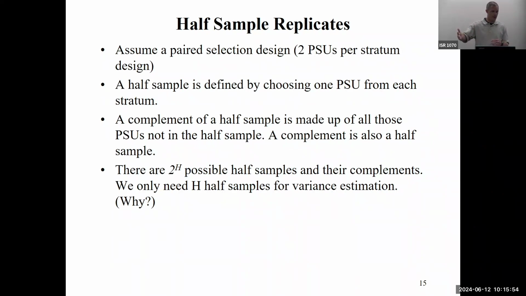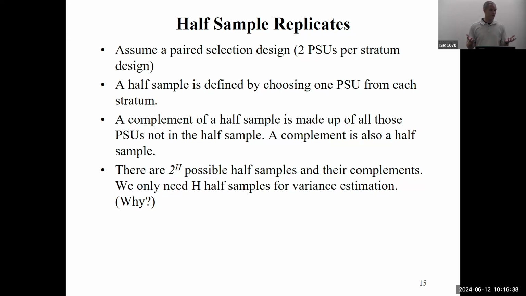Different balanced repeated replication techniques, some take advantage of those other half samples, some don't. So there are a lot of different ways you could go with balanced repeated replication in terms of how you do the variance estimation, because you're always creating 2 half sample replicates every time you delete half the sample. In total then, there are 2 raised to the capital H, where capital H is the number of strata, possible half samples and their complements. But we only need capital H half samples for variance estimation in the end.